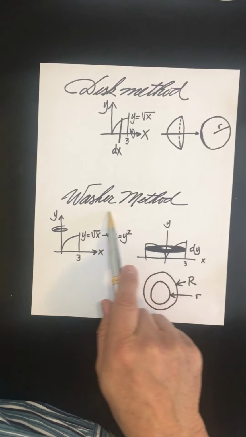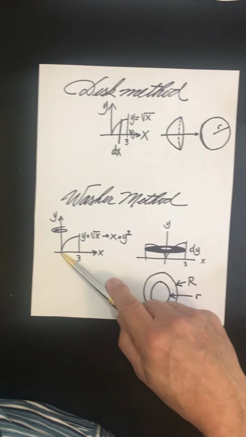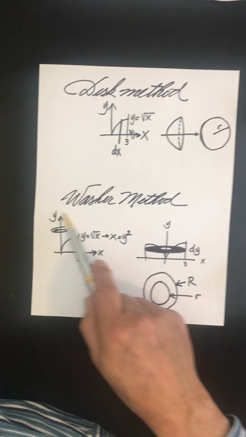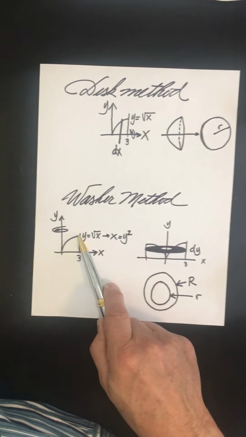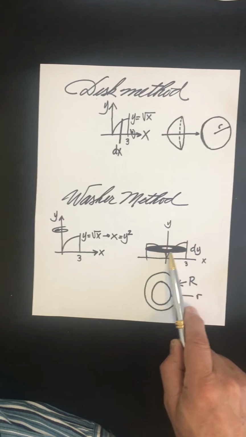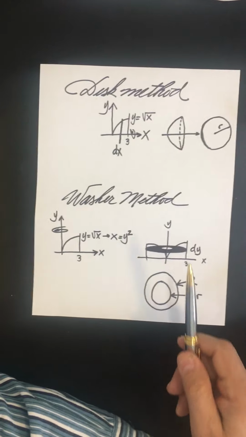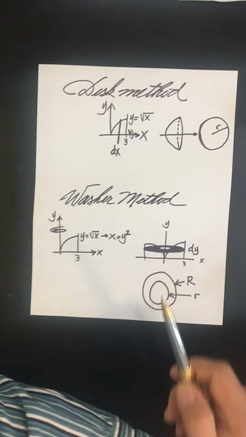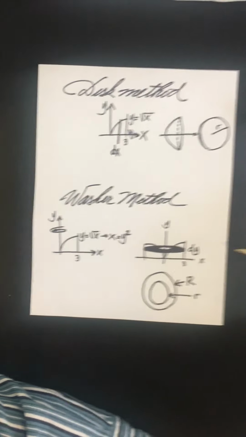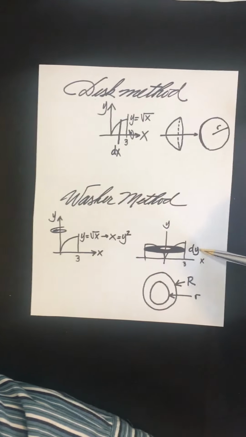Now, if I take the same function, y equals square root of x, this curve, and I rotate it over the y-axis, such a rotation is going to create this solid. And remember, we must always slice the solid such that each slice is a circle. So now the only way to slice it is this way, and therefore it's dy.